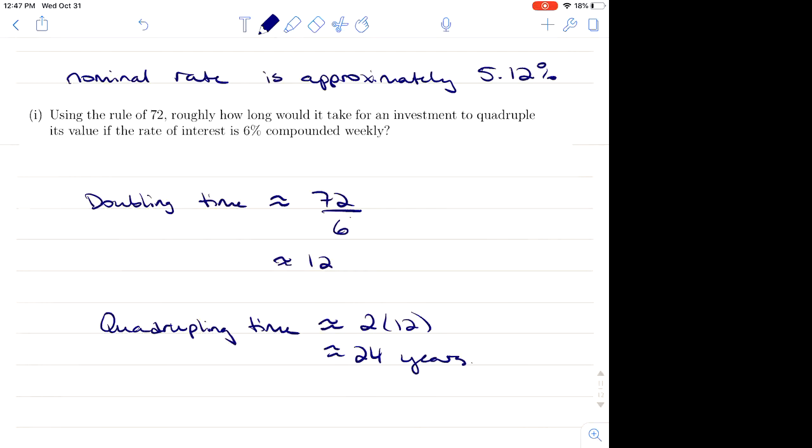Yeah, we could technically, if you wanted to be proper, you could convert the 6% compounded weekly into an annual rate and then move back. But you'd get roughly 24 years anyways. But yeah, so for this using the rule of 72 question, just use 72 divided by that rate.